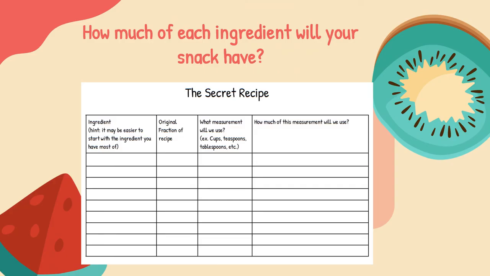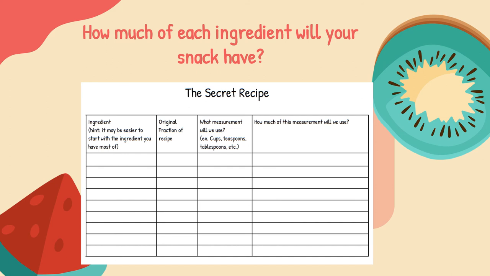So here's a template that you can use to have them actually create their recipe. They have a column for ingredients, a column for the fraction of their original recipe, of their ratios that they had decided on. What type of measurement are we using? So we're introducing the idea of units of measurement.